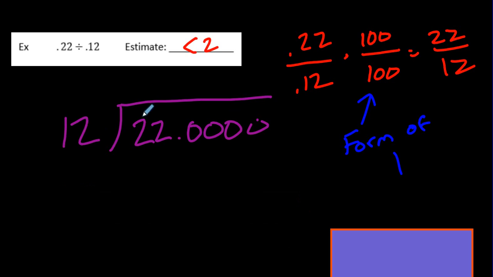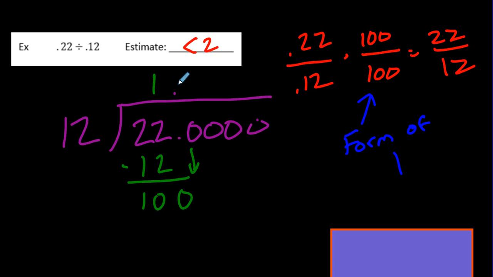How many times does 12 go into 2? Well, that is 1 time. We get 12. Subtract, we get 10. Bring down the next 0. How many times does 12 go into 100?